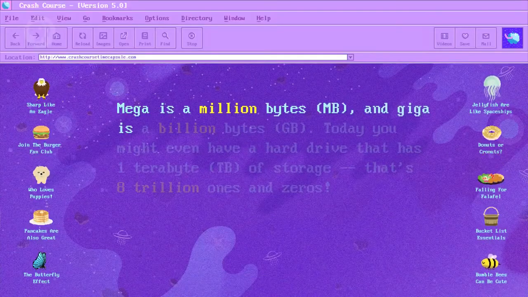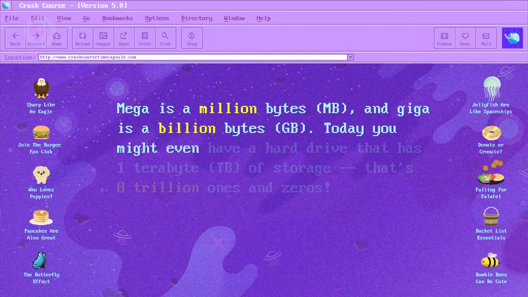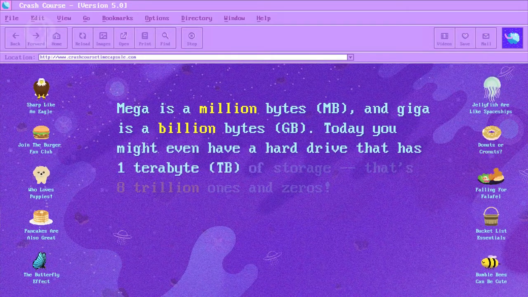Just like 1 kilogram is 1,000 grams, 1 kilobyte is 1,000 bytes, or really 8,000 bits. Mega is 1,000,000 bytes and giga is 1,000,000,000 bytes. Today, you might even have a hard drive that has 1 terabyte of storage. That's 8 trillion ones and zeros.